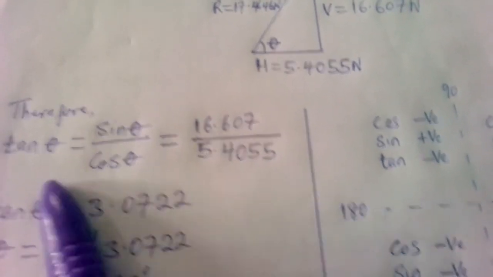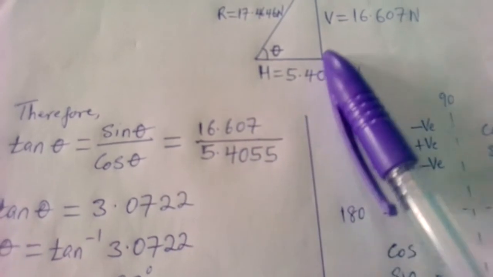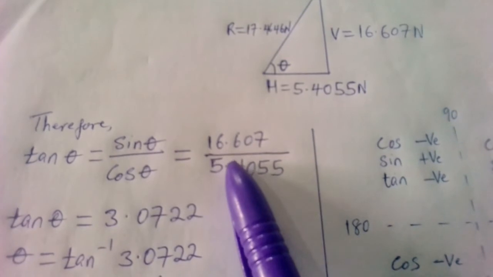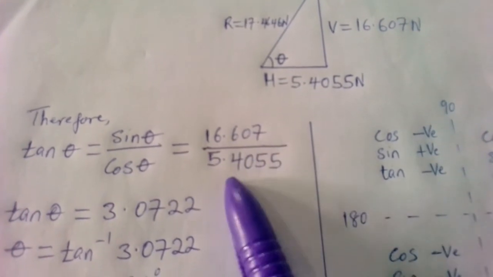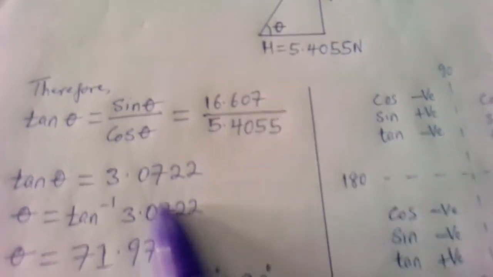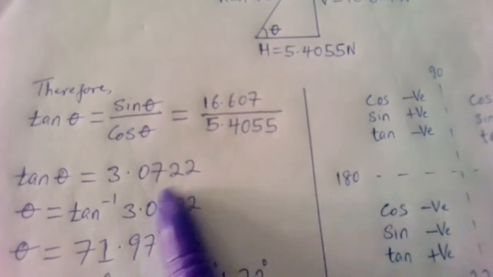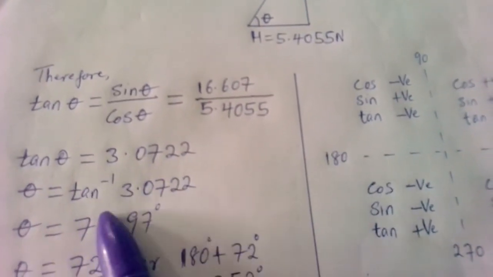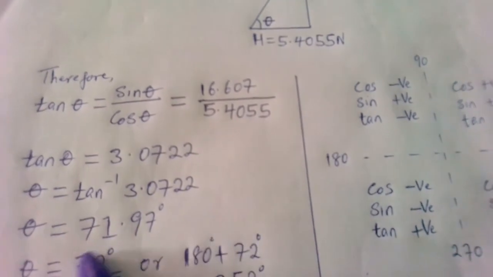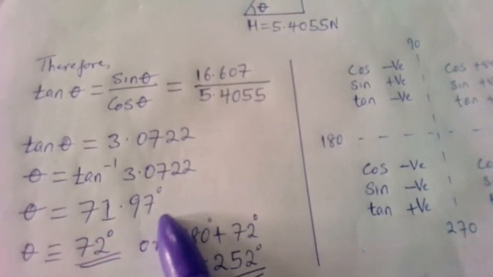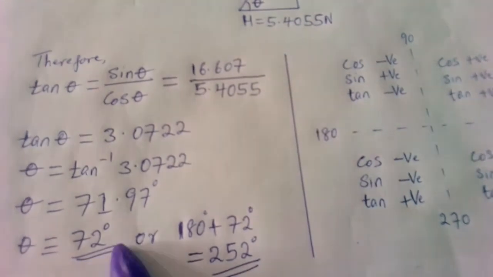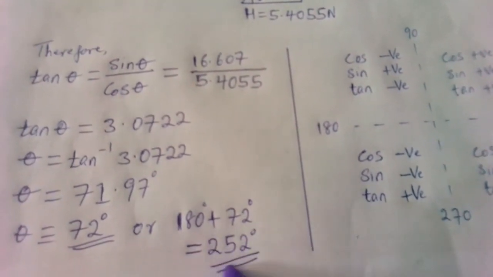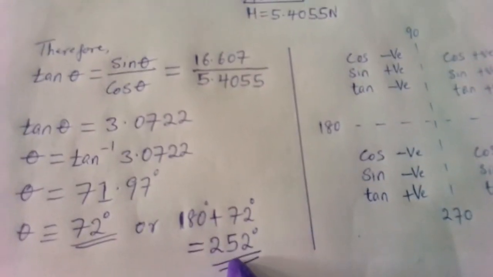As you already know, tan theta is equal to vertical all over horizontal, which is 16.607 over 5.4055. While dividing this, we obtain this. So tan theta is this, then theta equals arctan of this. Then theta is 71.97 degrees. Then our theta is 72 degrees, or we say 180 degrees plus 72 degrees, which equals 252 degrees.